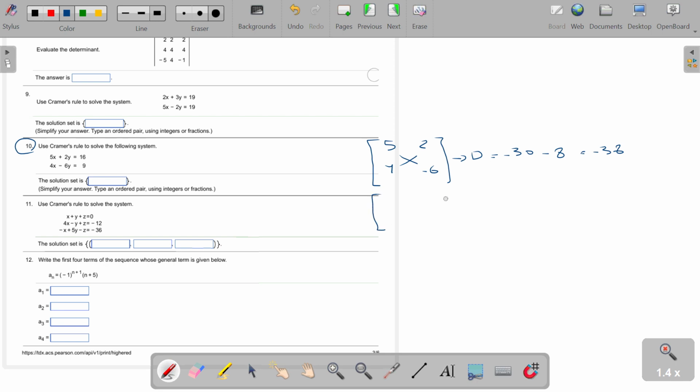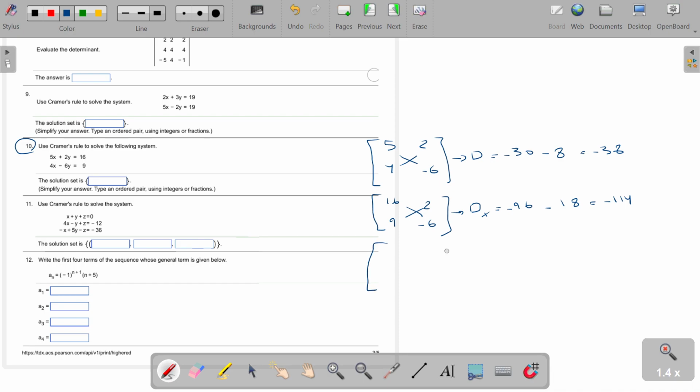And next, we're going to use the same matrix, but the first column will be 16 and 9. So I write 16 and 9 here, and 2 and -6 will be in the same place. Now you find the determinant, we call that dx. That's 16 times -6, which is equal to -96, minus 2 times 9, that's 18. So the answer is -114.